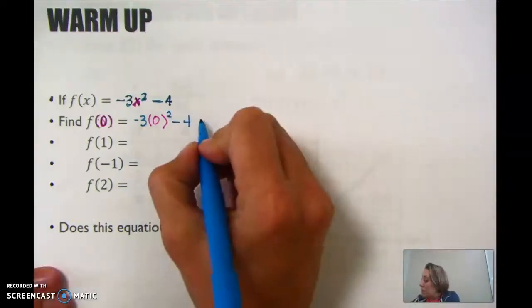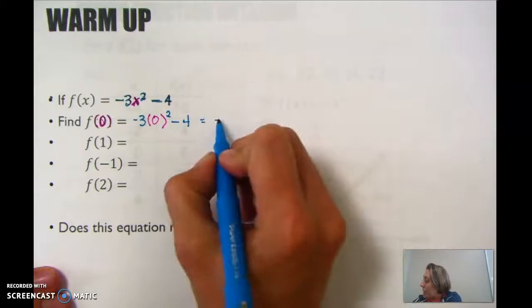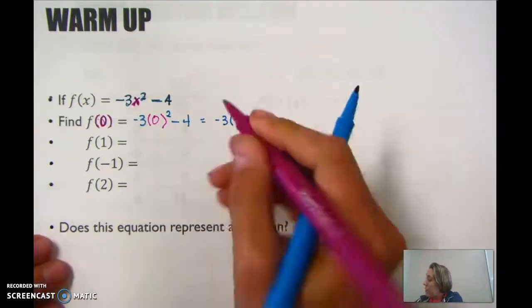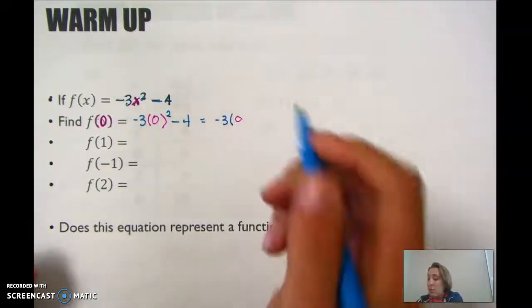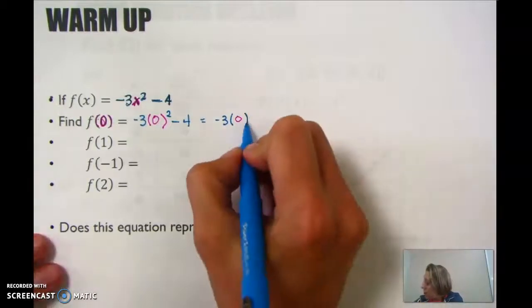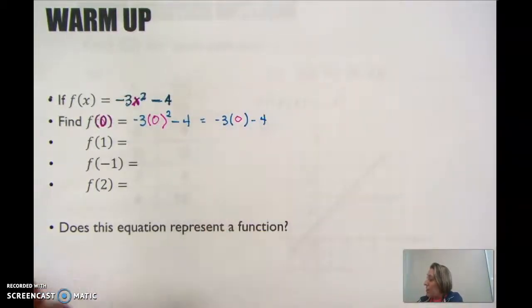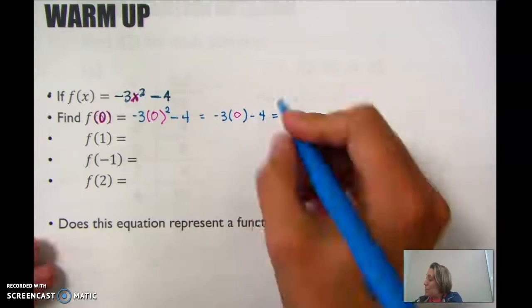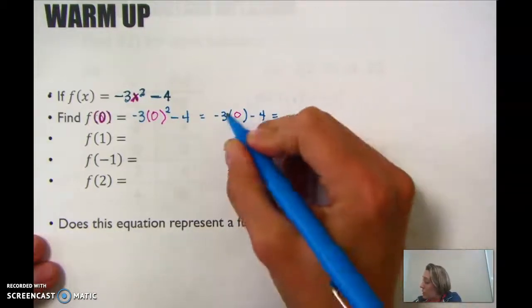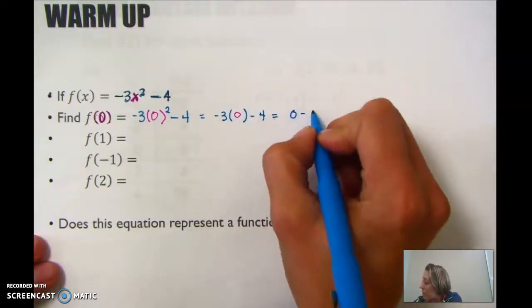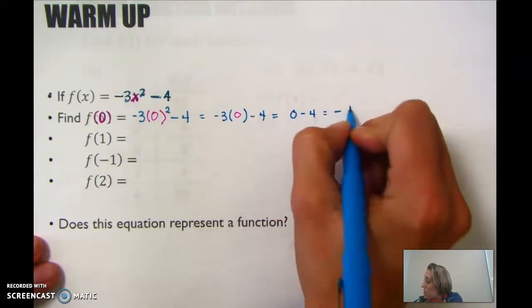So then this would equal -3. I'm going to go ahead and do that. 0 times 0 is 0, minus 4. And then evaluate. So then I end up with 0 times -3 is 0, minus 4, which equals -4.